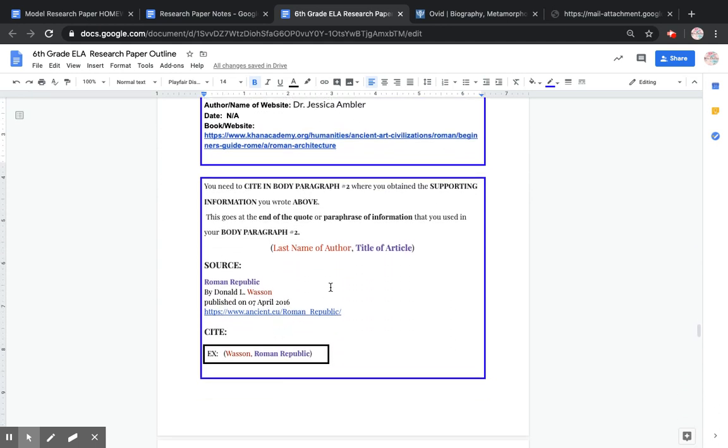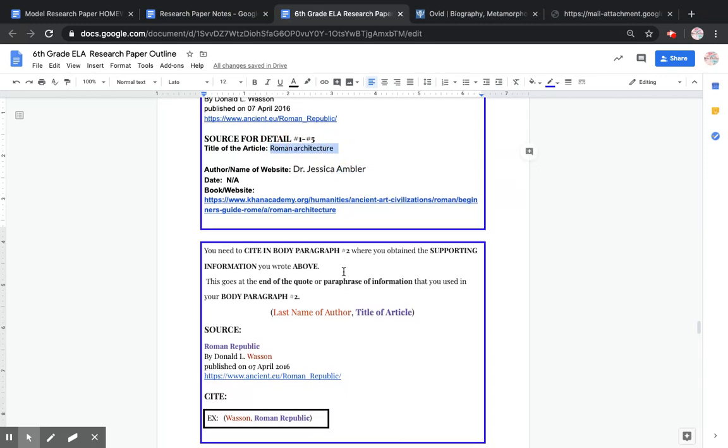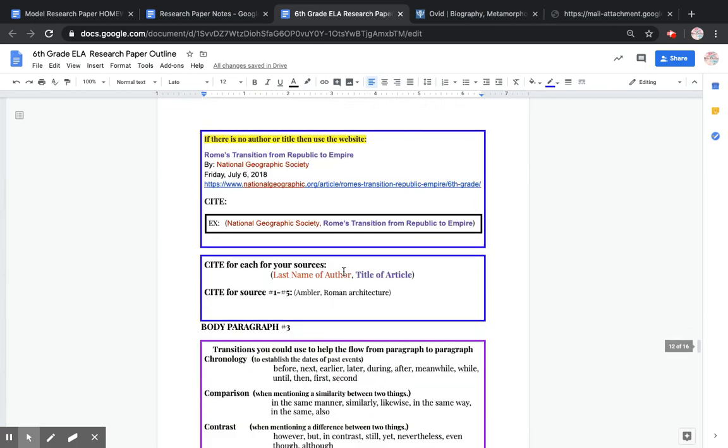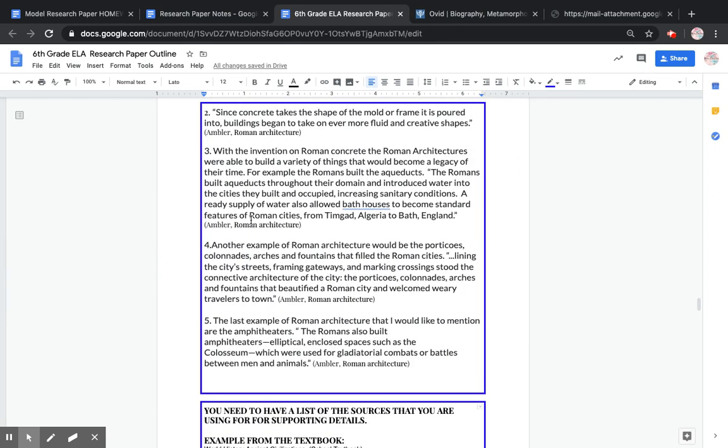So then I have my source here. I know that the last name of my author is Ambler and that my title is Roman Architecture. So I know that my citation is going to be Ambler, Roman. Just to reiterate, the last name of my author is Ambler and the title of my article is Roman Architecture. So my citation is going to be Ambler and Roman Architecture, which I copied and pasted right after my quote.